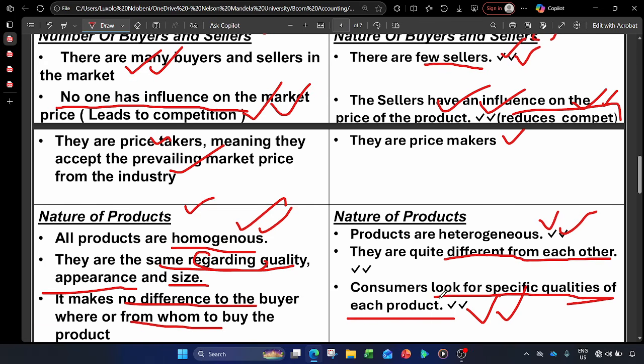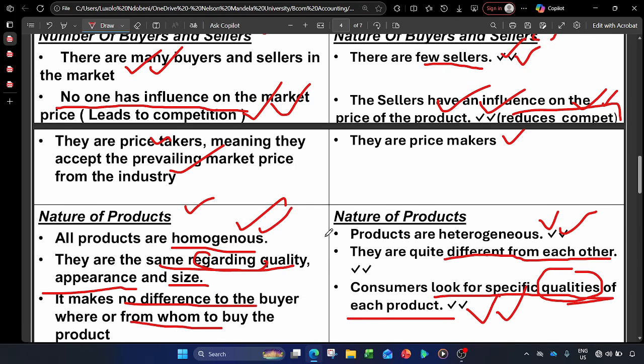But now when it comes to the imperfect markets, as I made an example of the monopolistic competition, you can look for the car that you want by looking at the branding, by looking at things like design, size, and logos. You can check Toyota, you can check Volkswagen, Mercedes. So you have options. That is why consumers can look for specific qualities, that means the strong qualities of each product. Now you can't even look at the quality of a product in the perfect market because products are the same regarding quality, appearance and the size, right?